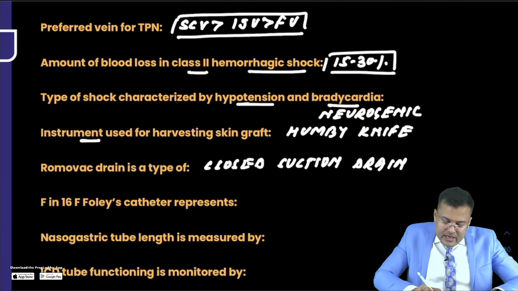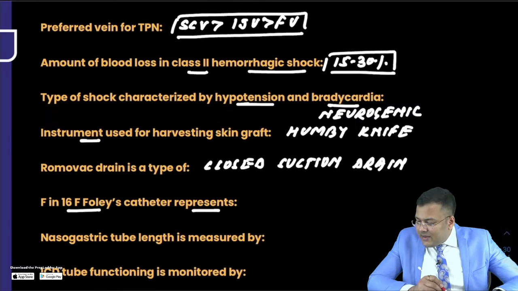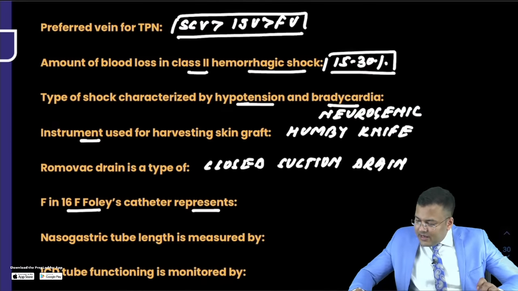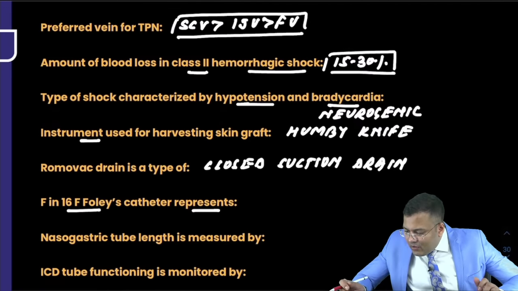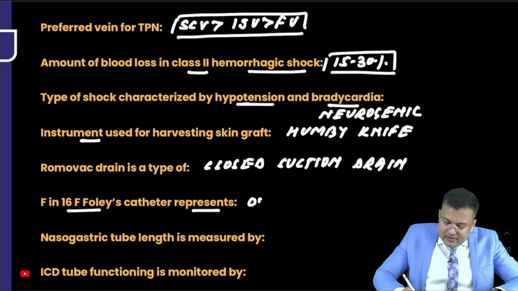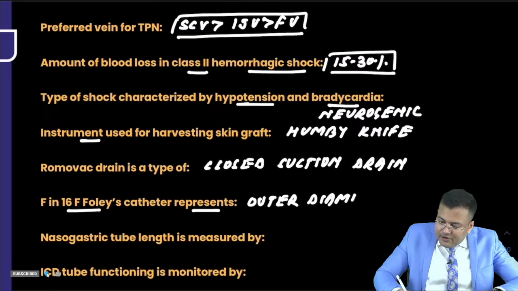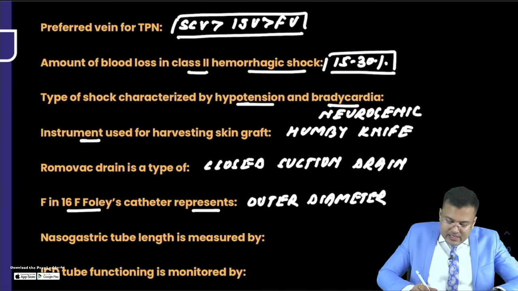Clear, guys? F in 16 French Foley's catheter represents internal diameter or external diameter? Inner diameter or outer diameter? Tell me. Outer diameter. All of you are correct. It is outer diameter. Clear? And you must be knowing the formula. Outer diameter is equal to French divided by 3.